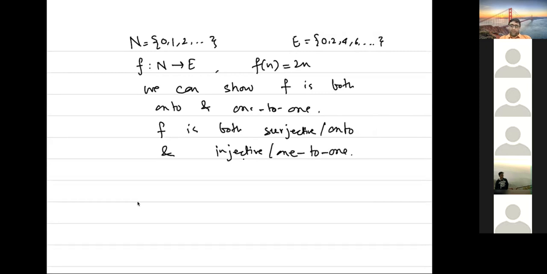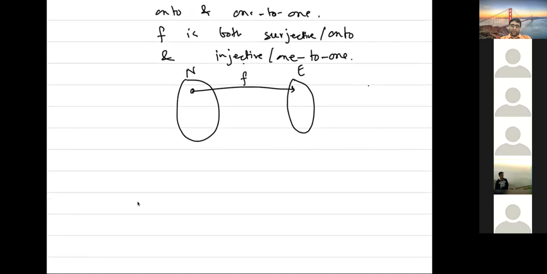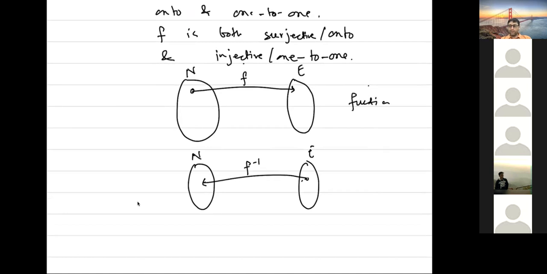Why? Because we know that if I put the set N here and I put the set E here, no two elements map to the same element. So whenever there is a mapping, we know it's unique. And it's not just unique, onto and one-to-one tells us that we can find a reverse mapping, right? So if this is f, we can find f inverse. So if it is N and if it is E, we can map from here to here with f inverse. So we know this is the function, and this is the inverse function.